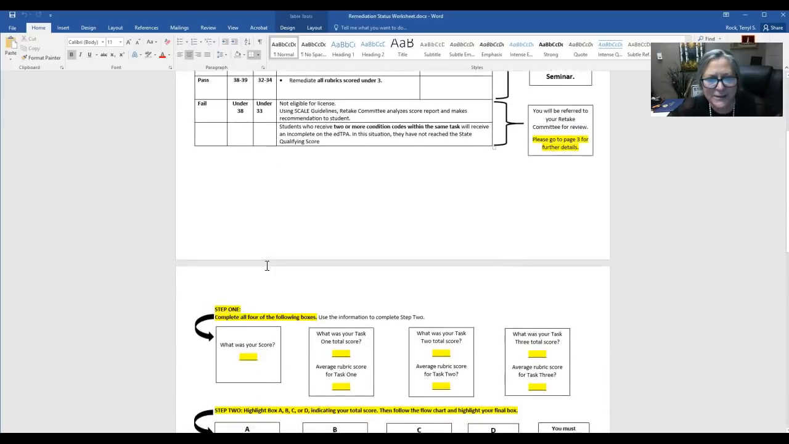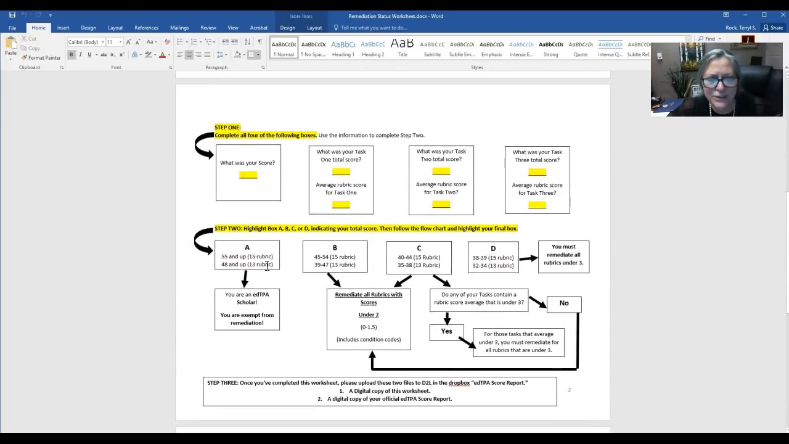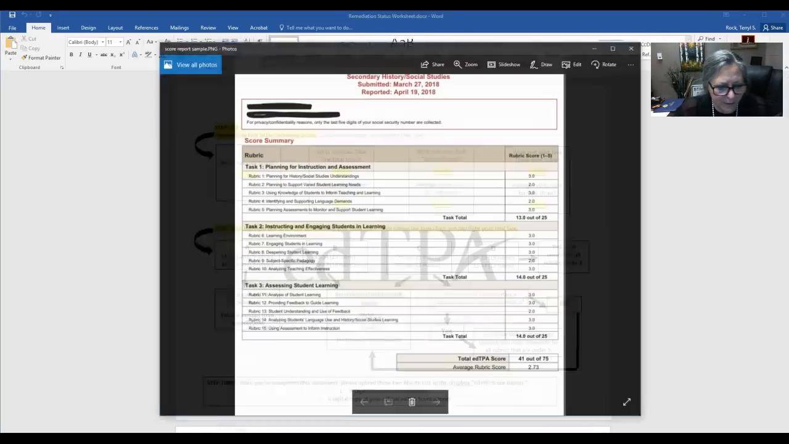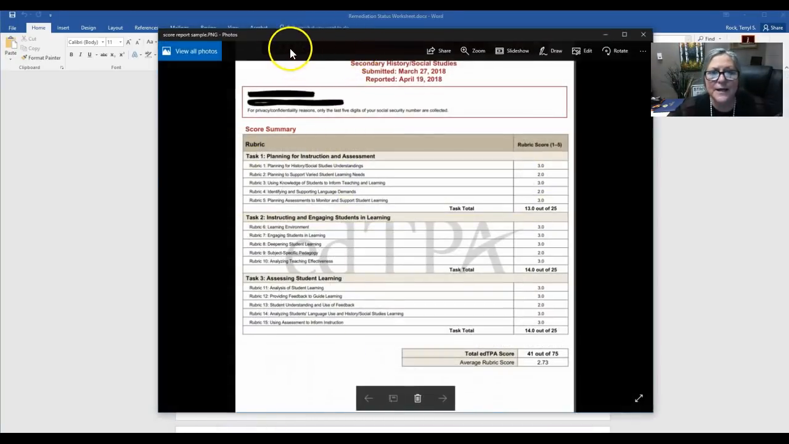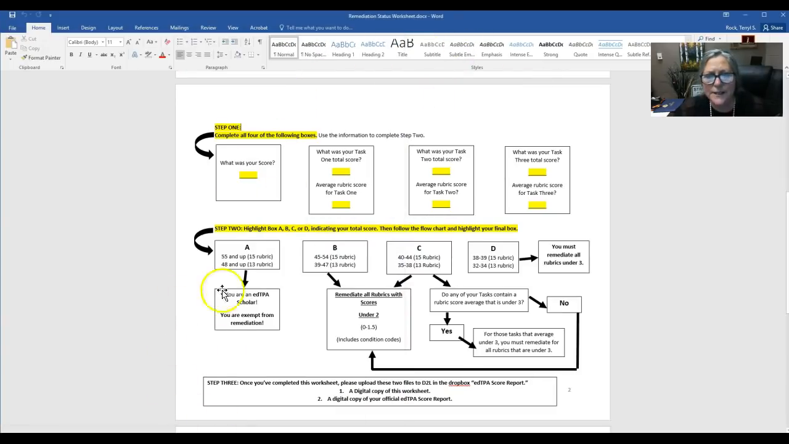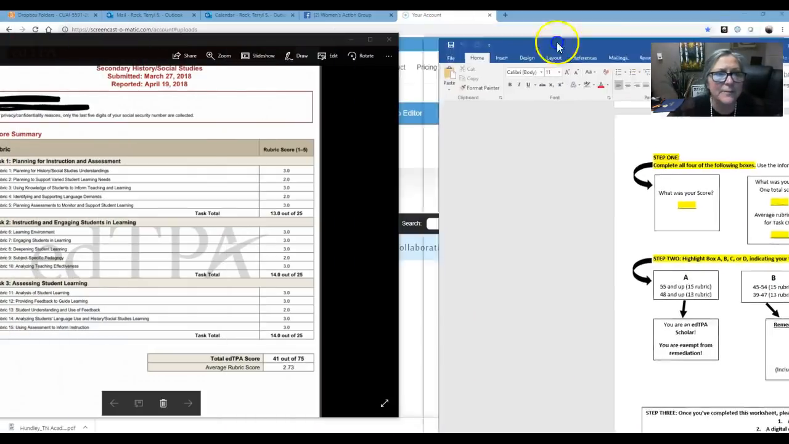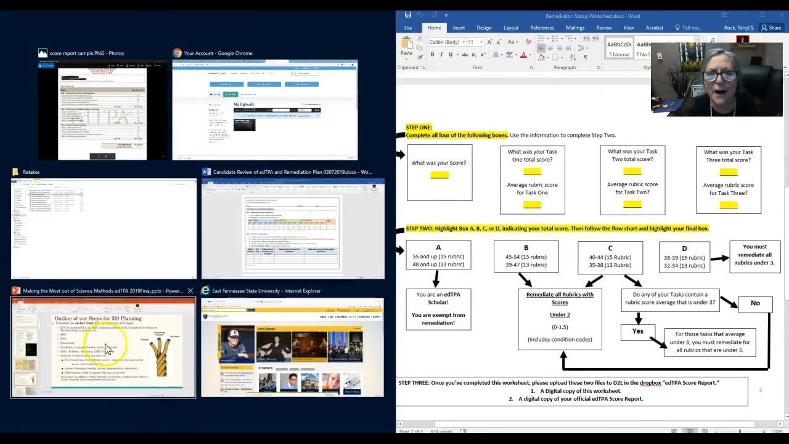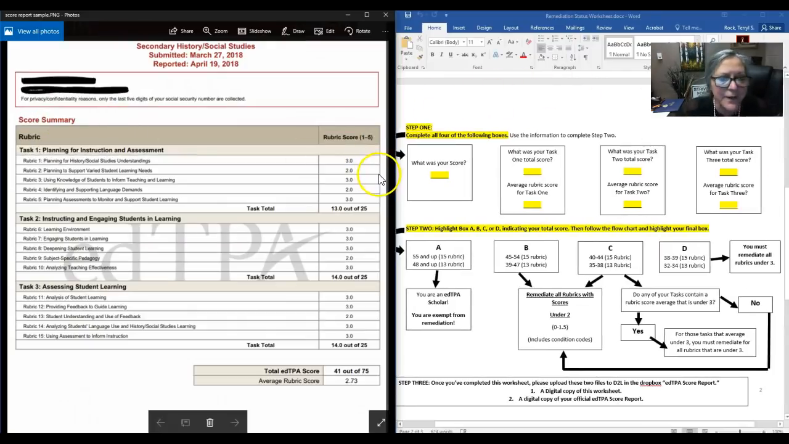So let's take a look at page 2 at the flow chart. The first thing you want to do is complete all of the following boxes. Let's see if this will let me pull this over. Yes it does. There we are. Very good. So, I'm going to just answer the questions. What was my total score? So, 41. Put that in the blank.